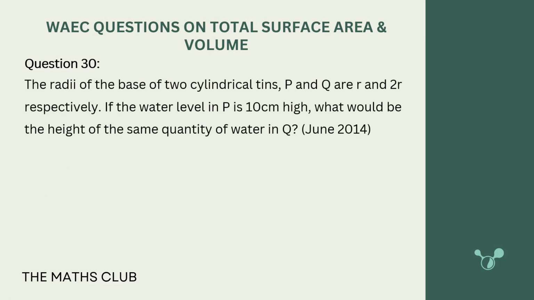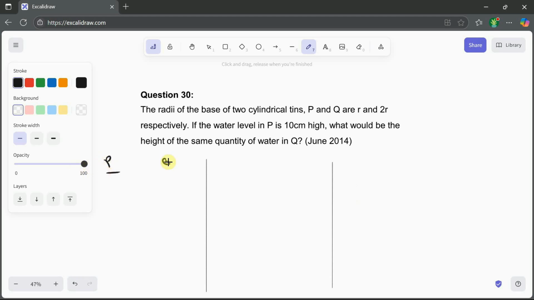And the last question says that the radii of the base of two cylindrical tins P and Q are R and 2R respectively. If the water level in P is 10 centimeters high, what would be the height of the same quantity of water in Q? Taken from June 2014. So we have cylinders P and Q. Radius is R, radius is 2R. The water level H in P is 10 centimeters, and they have the same quantity of water, so that means they have the same volume. So the volume of P is pi r squared H, that will be pi r squared times 10, which will be 10 pi r squared.